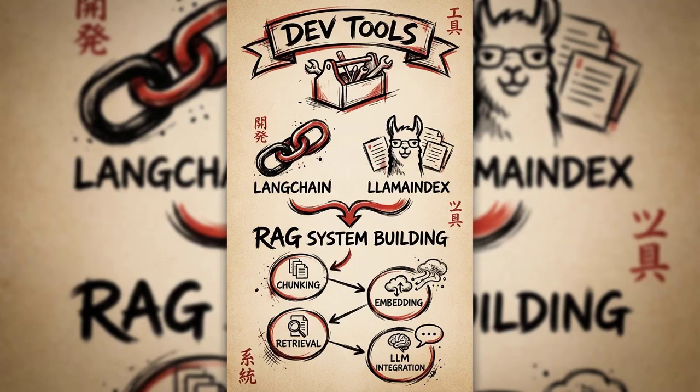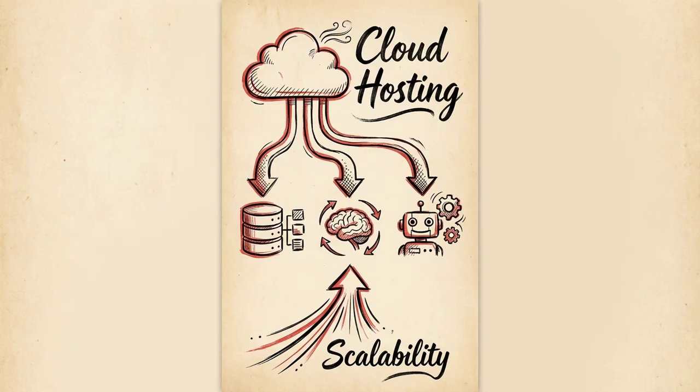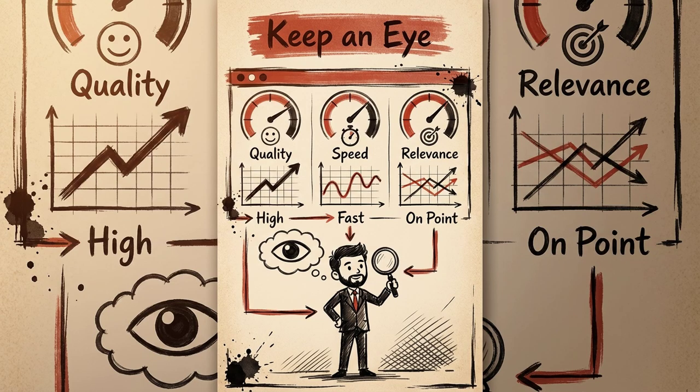Building RAG systems is made easier with frameworks like LangChain and LlamaIndex. They provide pre-built modules for chunking, embedding, retrieval, and LLM integration. Deploying a RAG system involves hosting the vector database, embedding models, and the LLM. Cloud platforms offer scalable solutions for each component. Continuous monitoring of retrieval quality, LLM responses, and system latency is vital for maintaining performance and identifying areas for improvement.